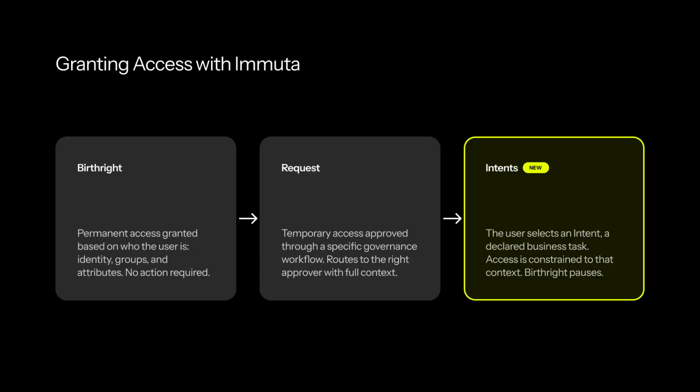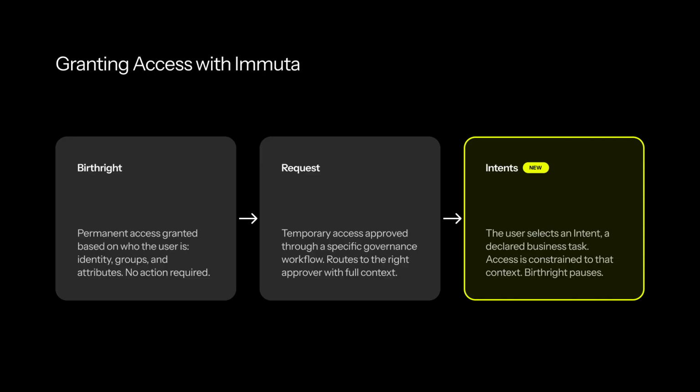When we think about the options of granting access in Immuta today, you have birthright access that's based on who the user is, their identity, groups, and attributes. You also have options via the Request app for users to select data sources and request access to them, and those can go through an approval flow to grant that user access.